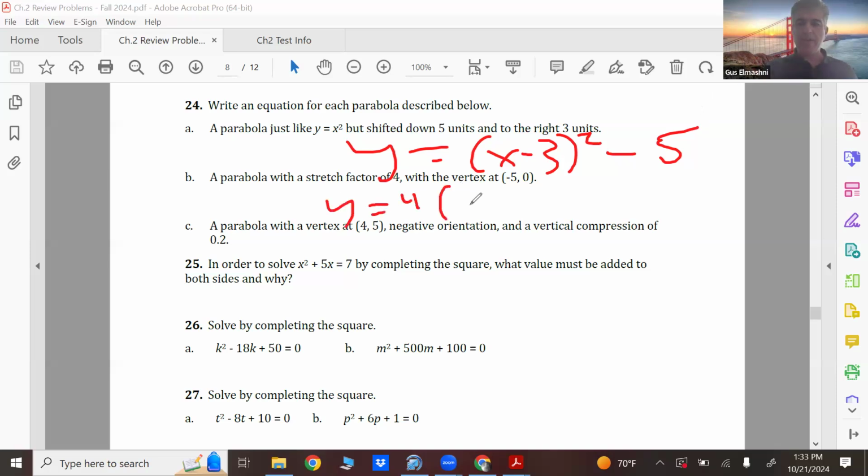Put a 4 on the outside. (x + 5) squared. Boom, done. Or for part C, I want a compression of 0.2. Okay, great. I want y equals 0.2. Actually, negative 0.2. Let me take that back.